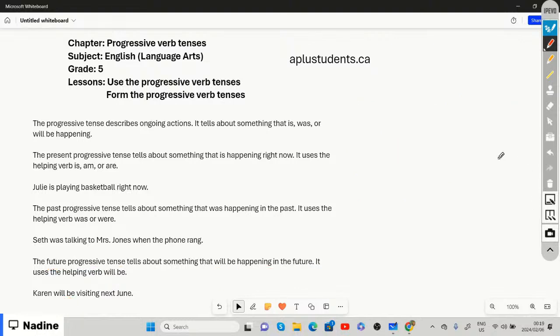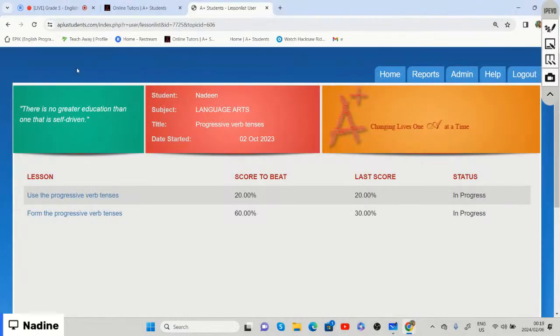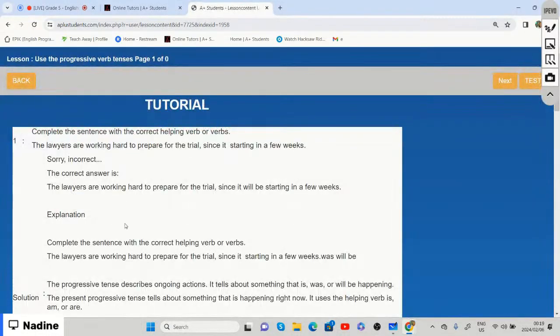All right, so we said that we are doing our tutorial lesson on aplusstudents.ca, right? And the lessons that we are focusing on is to use the progressive verb tenses as well as to form the progressive verb tenses. So now we're going to aplusstudents.ca. And we're going to the first lesson, which is to use the progressive verb tense.